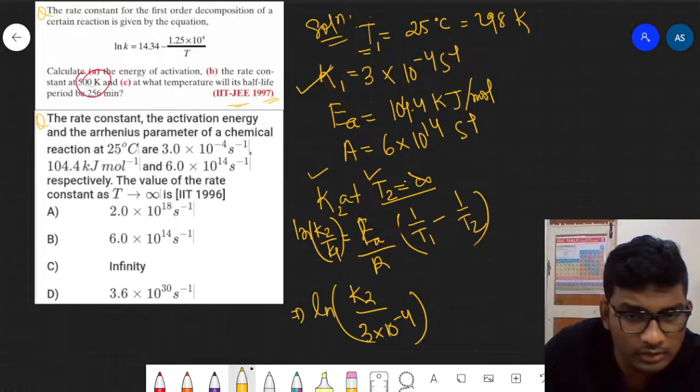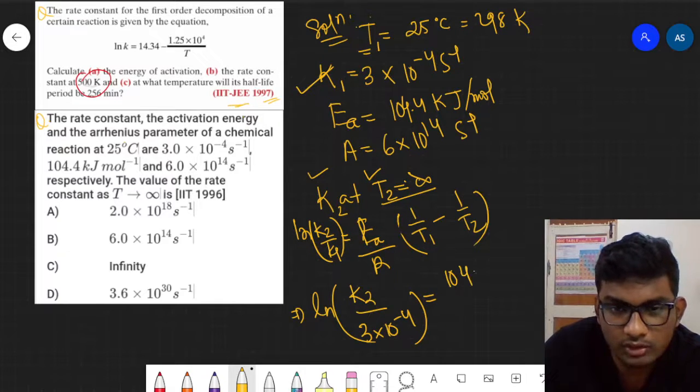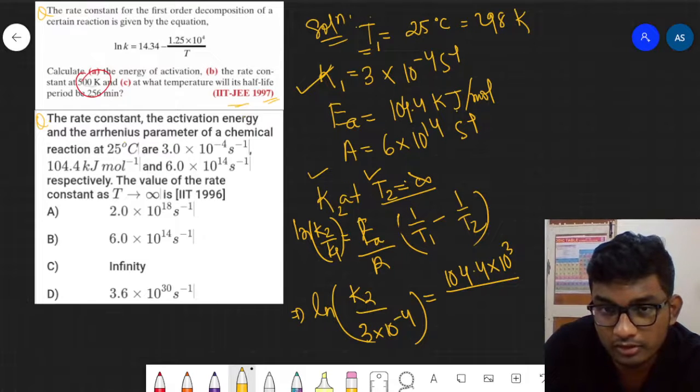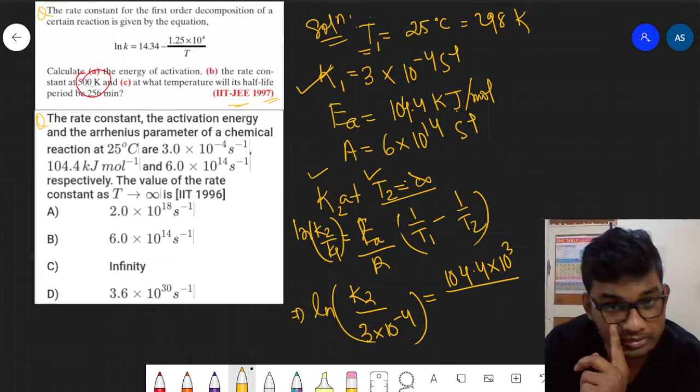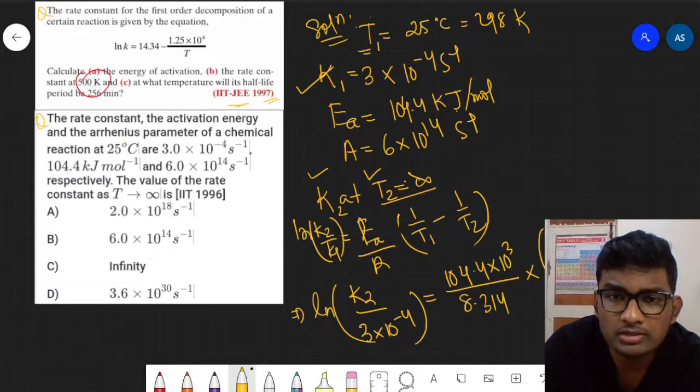I won't do the calculation, you have to do it. 104.4 kilojoule per mole means 10 to the power 3. You have to convert it into joule, because the gas constant you are taking in joule per mole. So you have to multiply by 10 to the power 3. So 8.314. So 1 by T1 is 298 and 1 by T2 is infinite.